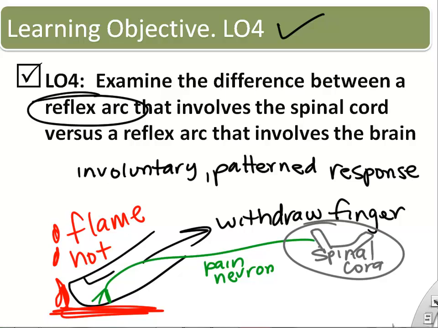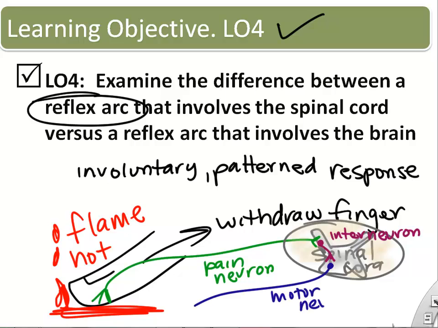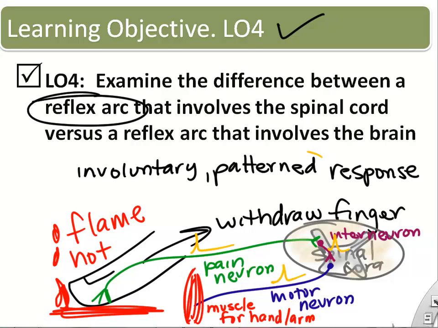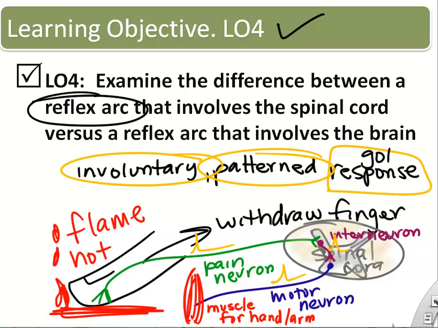So you get a pain neuron activated by the flame. Again, damage to the tissue there activates the pain neuron. The signal goes up to your spinal cord to a little relay neuron called an interneuron, and then a motor neuron will carry a signal out to a muscle in your hand or your arm. So you get the pain signal, it goes to the interneuron, and then it immediately tells your muscle to contract. All that happens before you even notice.